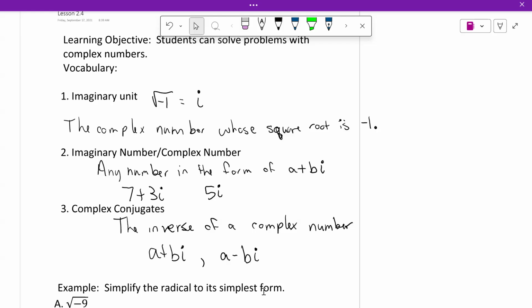So when you see an i, that's imaginary. That's why we don't use i as a variable. Okay? That's why we use x's and y's and things like that. You don't normally see i's used as a variable because that means imaginary number.